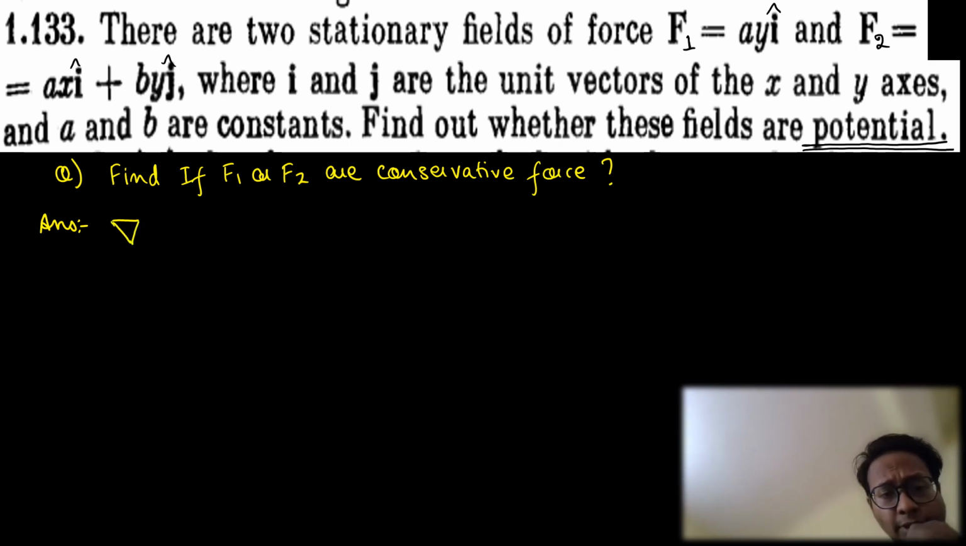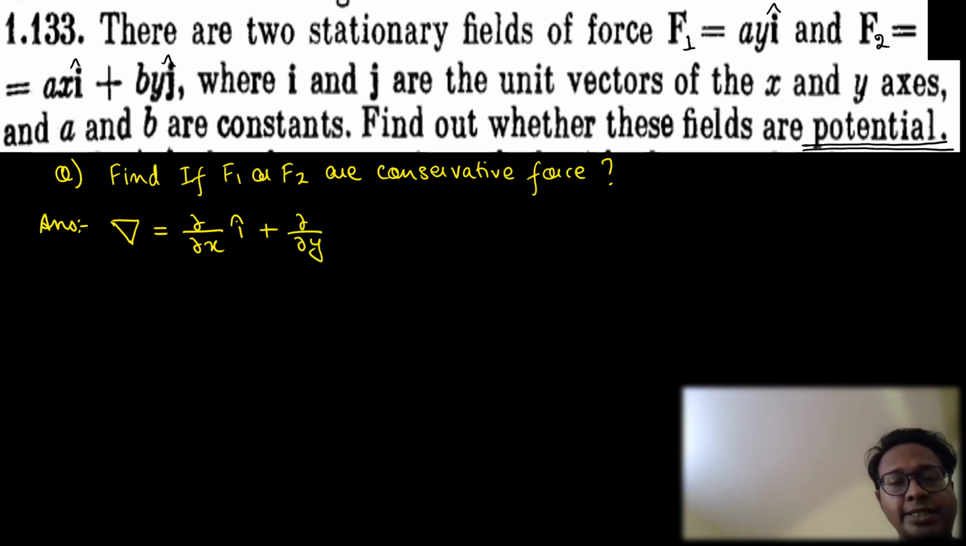Now, what is this one? Whenever you see an inverted triangle in physics, that means nothing but the vector d by dx i cap plus d by dy j cap plus d by dz k cap. This inverted triangle means nothing but this vector, and this vector is used on multiple occasions throughout physics.